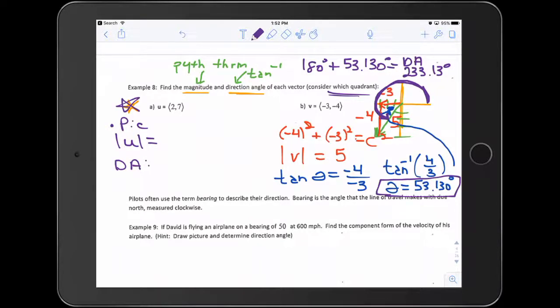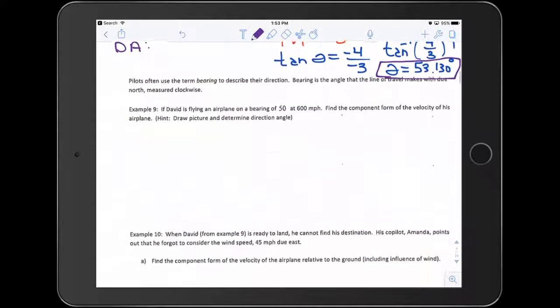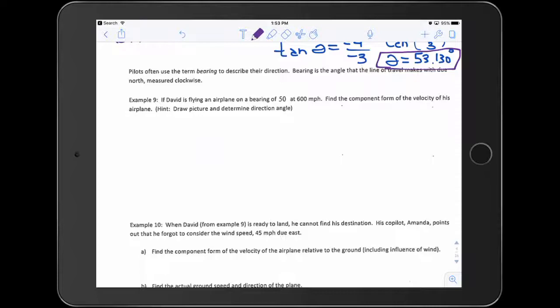Okay, so now we need to talk about bearings, because a lot of times in these kinds of problems, pilots don't say, hey, the direction angle is blah. They're going to say bearings. And bearings, as it says up here, pilots often use the term bearing to describe their direction. Bearing is the angle that the line of travel makes with due north, and is measured clockwise. So it's hugely different than direction angle.